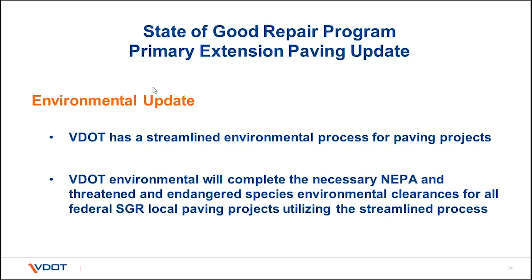So VDOT Environmental already has a streamlined process in place for VDOT paving projects that's been approved by FHWA. This streamlined process allows for efficiencies with other state agencies that review federally funded projects, for example, the Army Corps of Engineers and the Department of Environmental Quality. Localities do not have these efficiencies that VDOT has, so VDOT Environmental Division is offering to assist localities with completing the NEPA document and threatened and endangered species clearances for the primary extension projects, similar to the streamlining process already used for TAP projects.